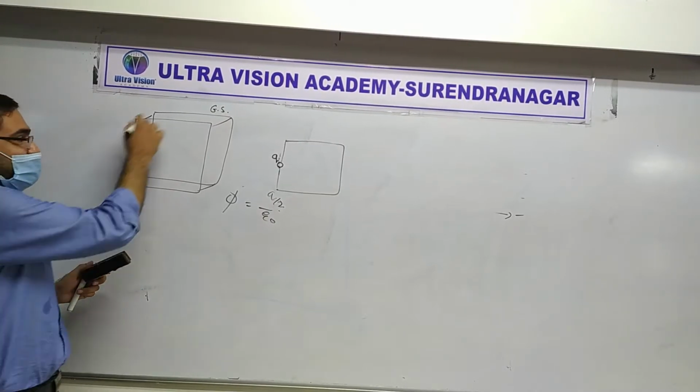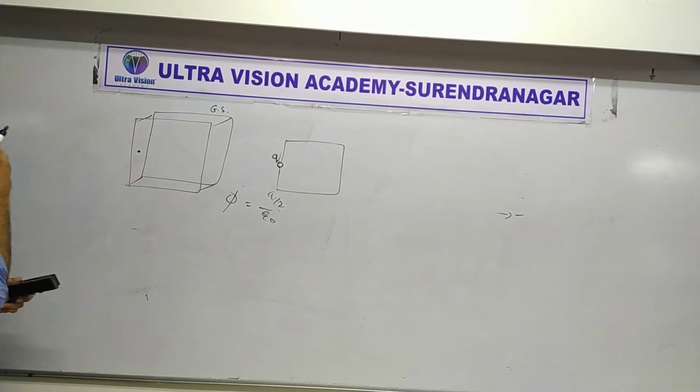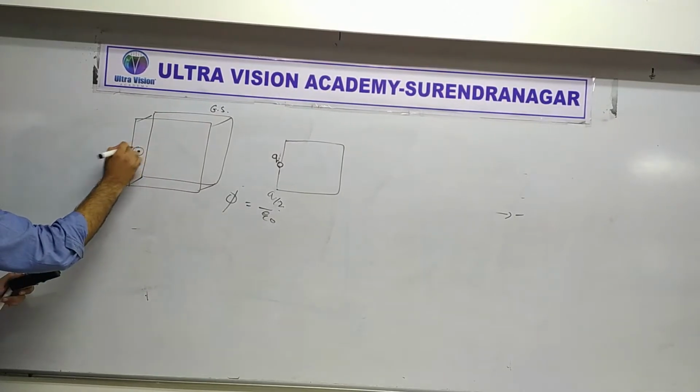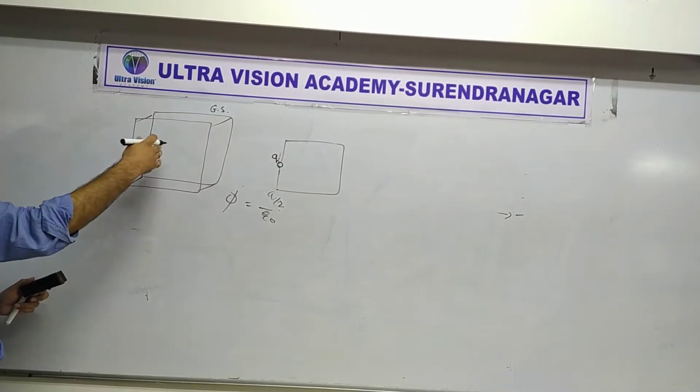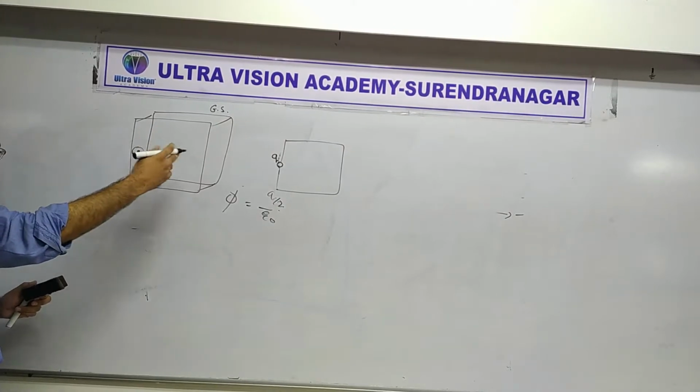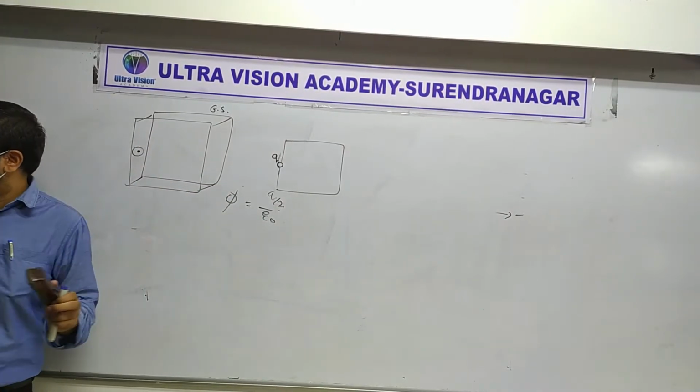We are finding it for this whole thing, right? Okay, inside this Gaussian surface, how much is the charge enclosed? Half of the total. So q by 2 by 5.